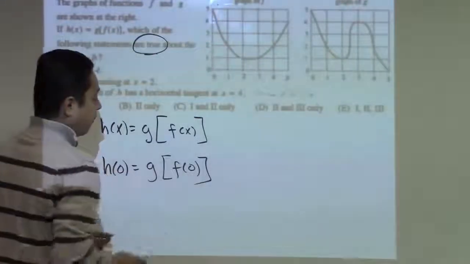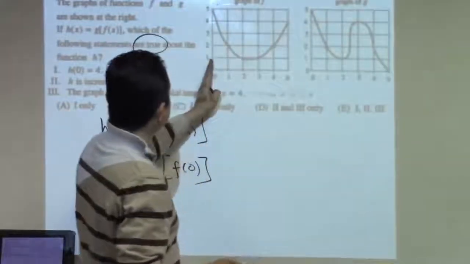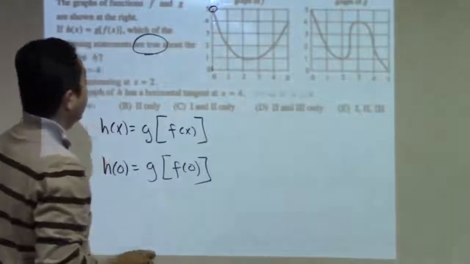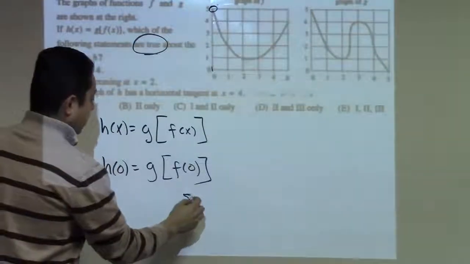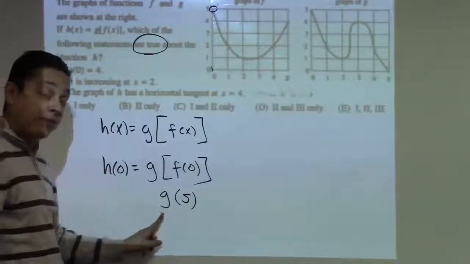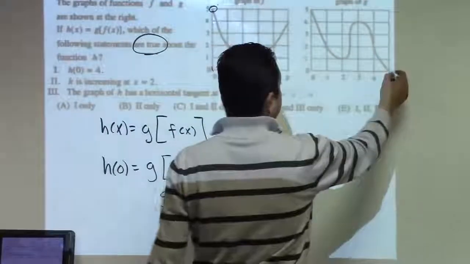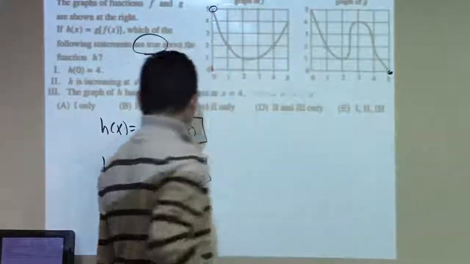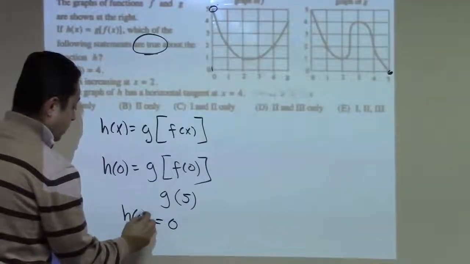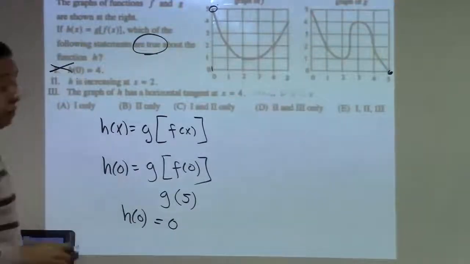So what is f of 0? Here's f, here's g, here's 0. f of 0 is a 5. What is g of 5? Now I'm going to have to go to the g function. So here's g, here's 5, and g of 5 is 0. So h of 0 is 0, which is not 4. So statement 1 is not true.